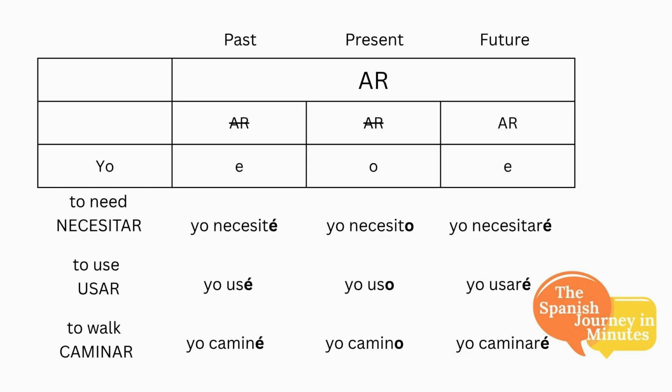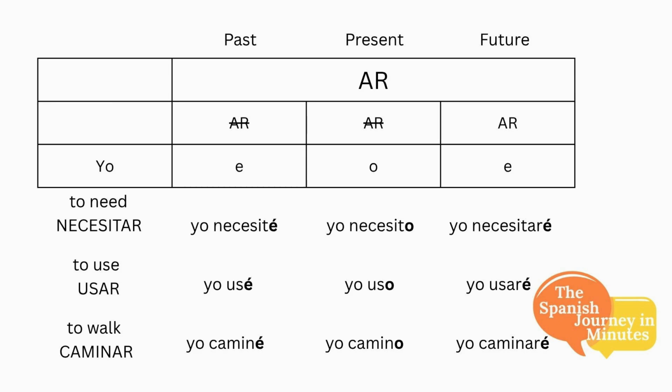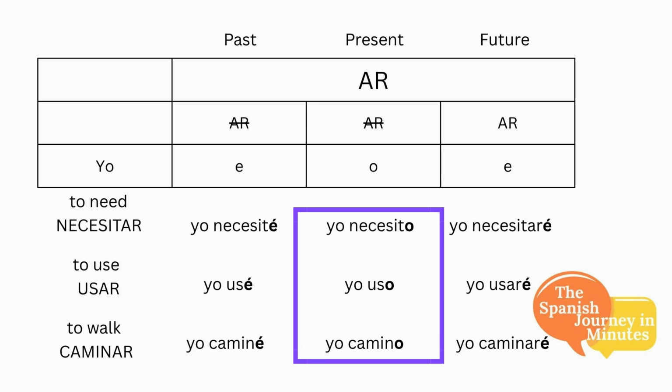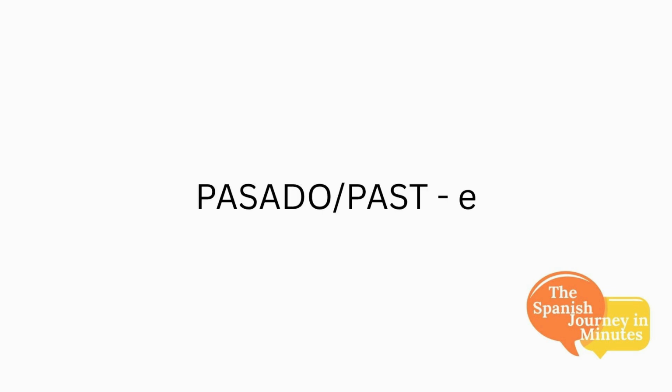If you read past tense, you can see the pattern there. Yo necesité, yo usé, yo caminé. Present tense, yo necesito, yo uso, yo camino. And future tense, yo necesitaré, yo usaré, and yo caminaré. Now, let's practice. The pattern is going to be E-O-E. For past tense, the letter E.